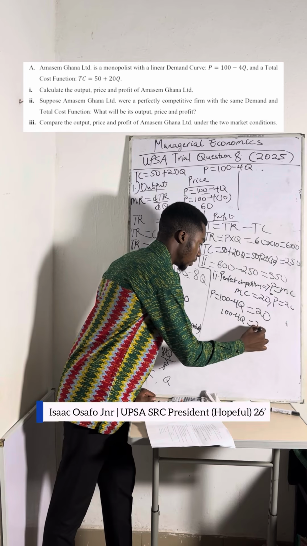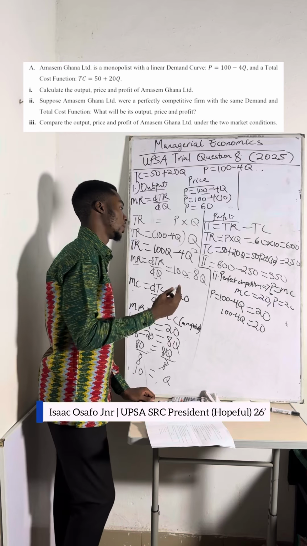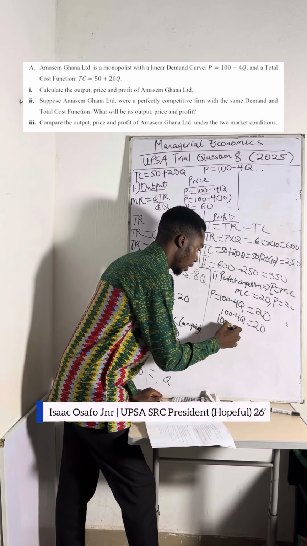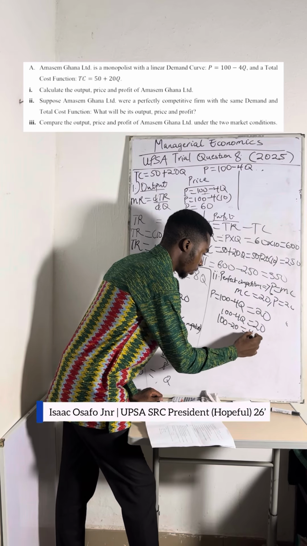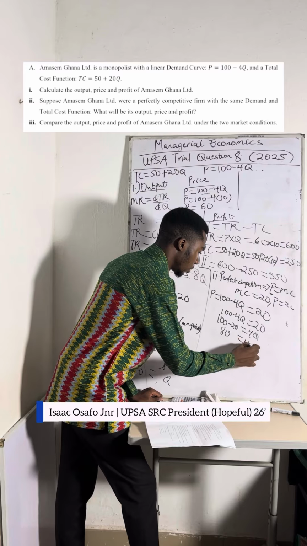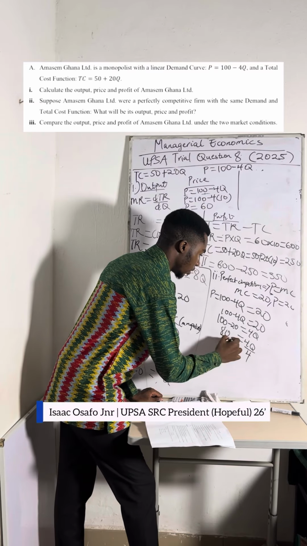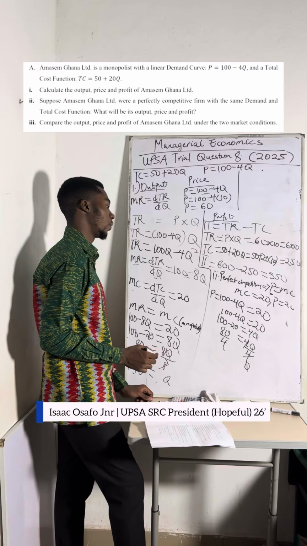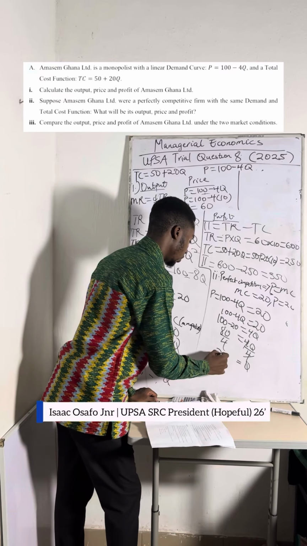is equal to 20, we can make Q stand alone. So we find the quantity. So it means 100 minus 20 should be equal to 4Q. So 100 minus 20 is 80. 80 is equal to 4Q. Then we divide both sides by 4. So Q is equal to 80 over 4. And that should give us 20.